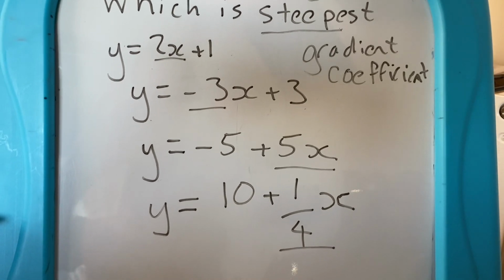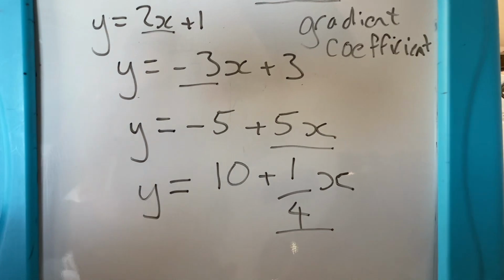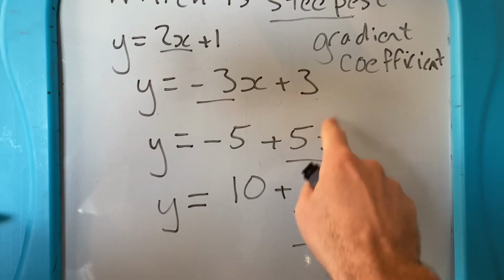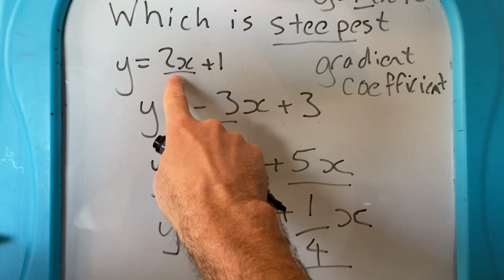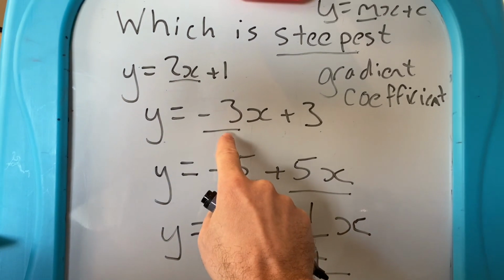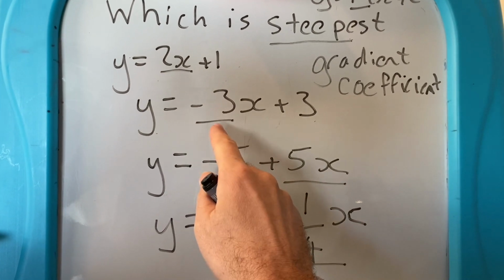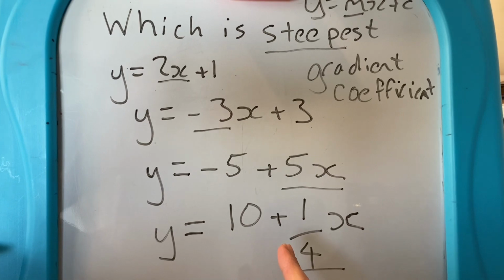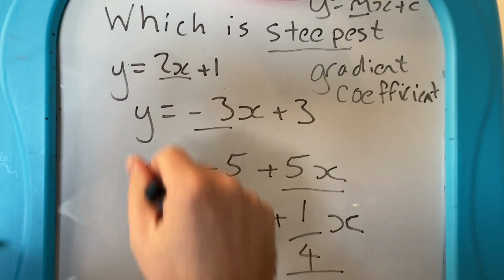So we want to know which is the steepest, which has the biggest value. So I'm actually going to ignore all the intercepts. I don't need to know about them. I just need to know the coefficients. So 2 is quite steep, but it's not as steep as minus 3. Now you might think that that's negative, but actually it's a downward slope, so it can still be very steep. So that's actually steeper than that one.